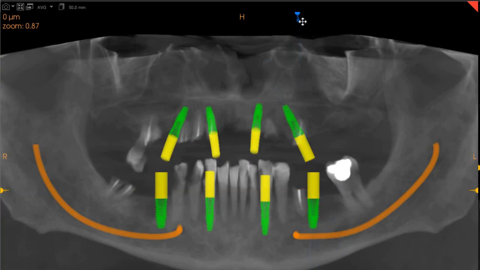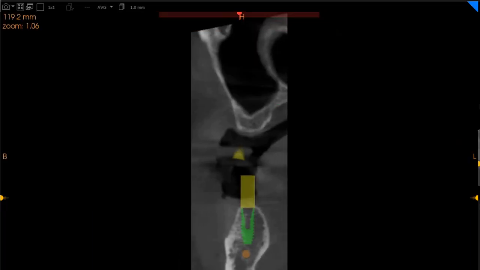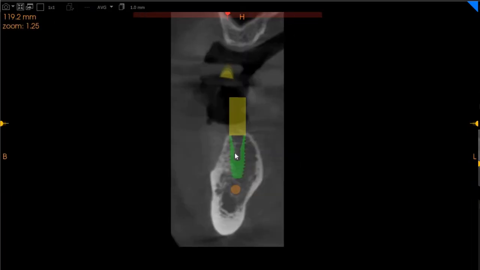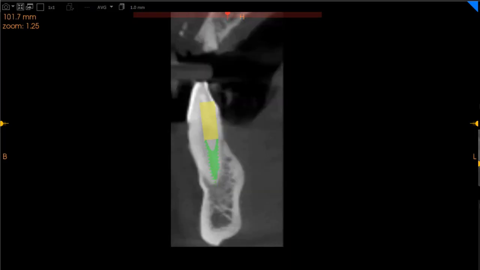On the lower, we've placed straighter implants because we had the bone support to place straighter implants, and we went distal to the mental foramen. So here we will zoom in, and approximately the lower left arch, we've got 7 millimeters of ridge width with 12.5 millimeters of height in the distal implant.